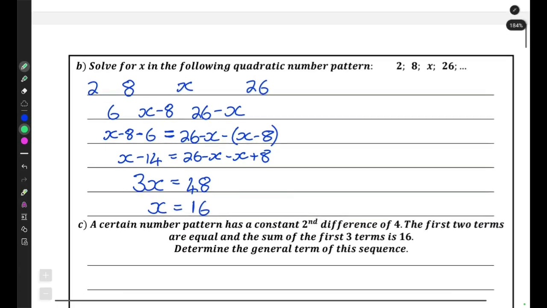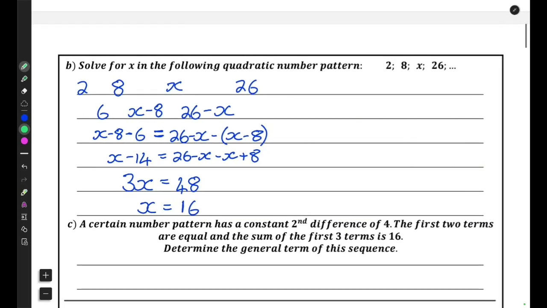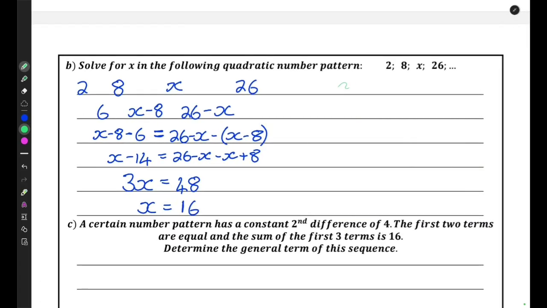Okay, now they don't ask you this, but if it's my exam, I want to be sure before I move on to the next question. I will sub this in and just see, do I get a constant second difference if x is 16? Then that would show me immediately if I made a mistake or not. So I know this is 6, this is 8, this is 10, and there we go. The constant second difference is 2. I know I'm 100% correct with this question.